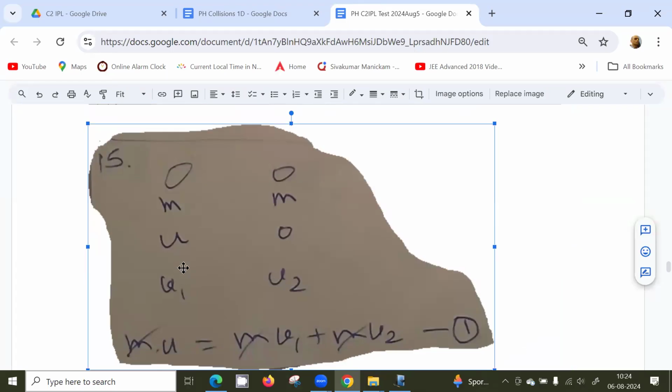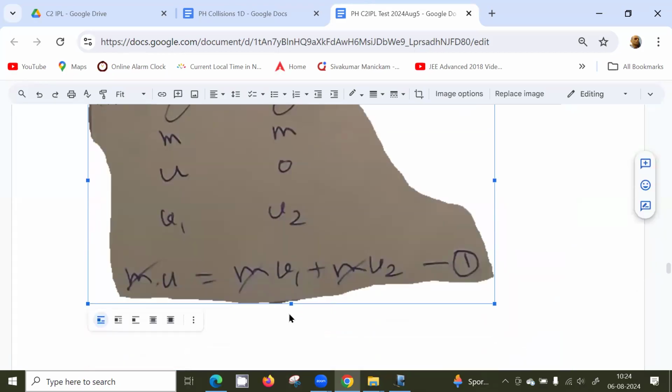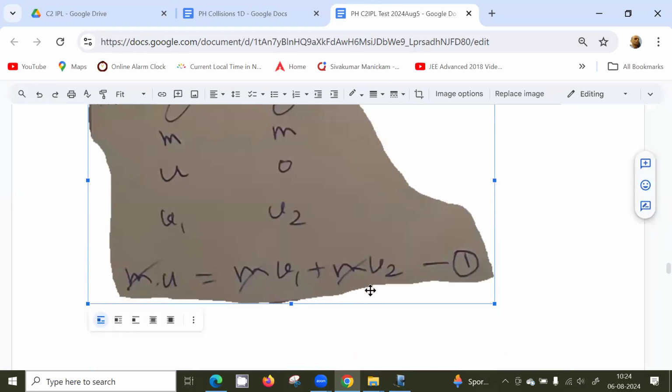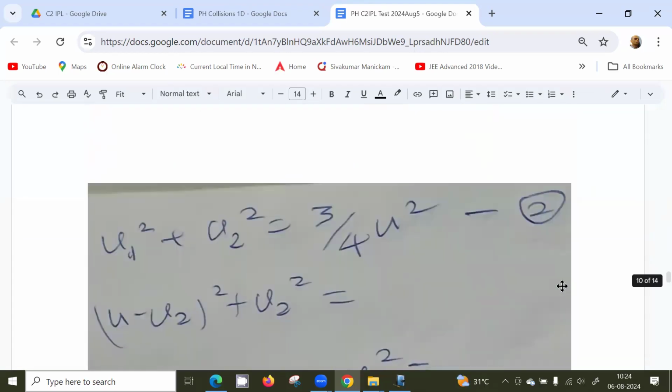A particle loses 25% of its energy during collision with an identical particle at rest. So two identical particles, M and M, and this one is at rest. So initially its velocity is 0. Let the initial velocity of the first be U, and after collision, let the velocities be V1 and V2. And it says 25% of the energy is lost during collision. So momentum conservation: initial momentum is M into U, final momentum is M V1 plus M V2. M will cancel, so we'll get the relation U equal to V1 plus V2, one equation.